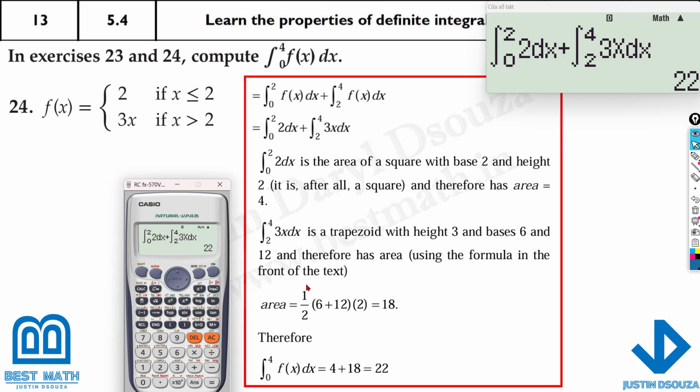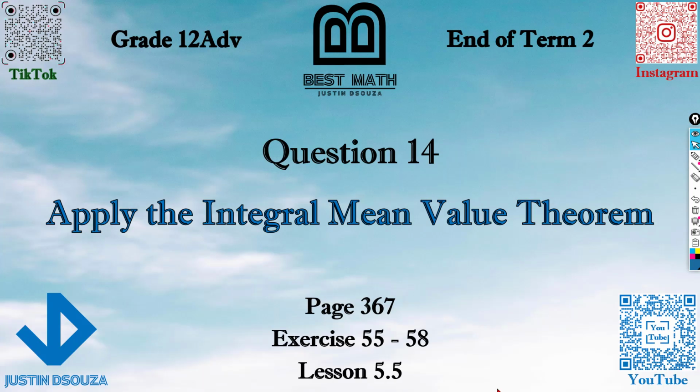You don't need to split it out and do all the stuff. Directly in the calculator, you can just compute it. It'll be split into 2 terms. You can directly solve it. The question 14 is about the integral mean value theorem. It is from lesson 5.5.